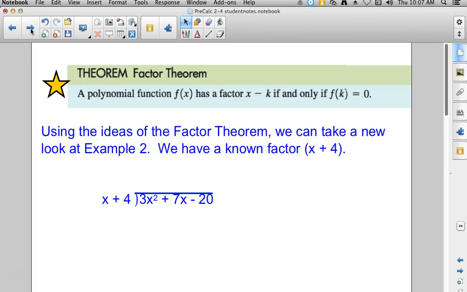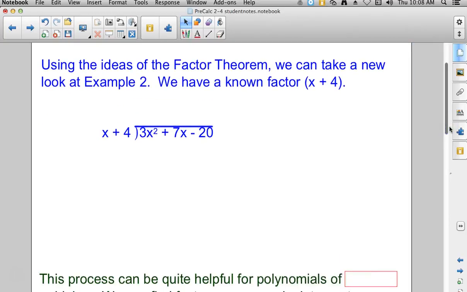x minus k if and only if f of k equals 0. So if we put that k value in and our remainder is 0, then it is a factor. And it says using the ideas of the factor theorem, we can take a new look at example 2. We have a known factor of x plus 4, and like I said, it's a little easier than this, but they're trying to say, if you know that x plus 4 goes into this, use it to divide it, and what will be left will be your other factor.